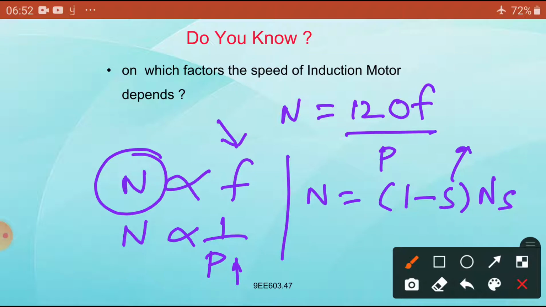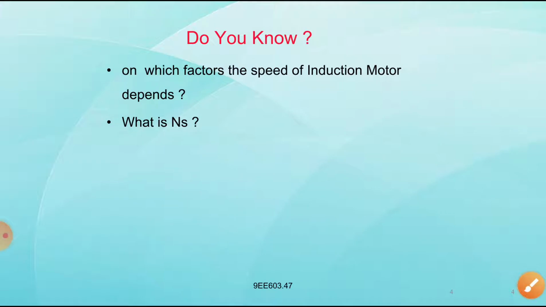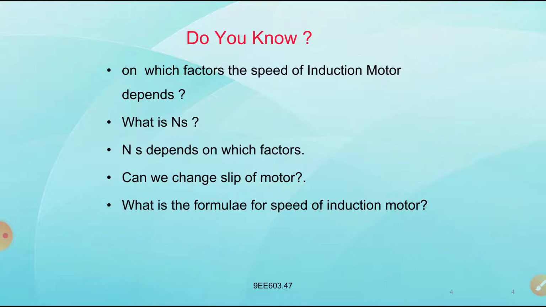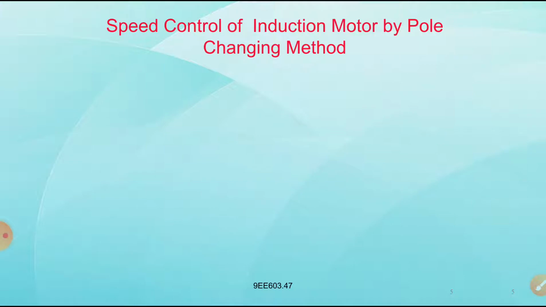In this class, we are going to concentrate on this method. What is the Ns? Ns is the synchronous speed, 120 F by P. N depends upon what factors? Frequency, number of poles, slip. Can we change the slip of the motor? Yes. What is the formula for speed of the induction motor? N is equal to (1 minus S) into Ns. Speed control of induction motor by pole changing method.